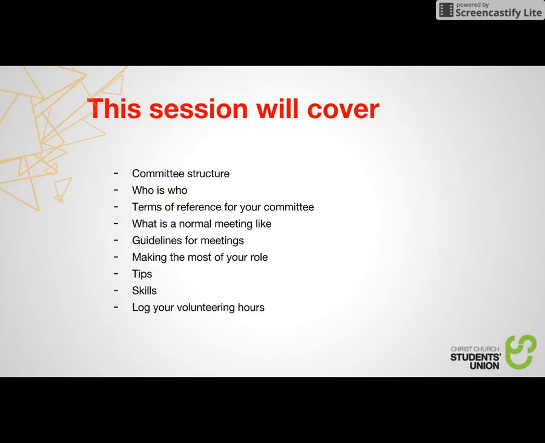So today we will cover a number of things. We will look at the committee structure of the university. We will look at who is who and potentially who you will be working with mostly. We will be looking at the terms of reference of your specific committee and how a normal meeting is going to be running, as well as some guidelines for these meetings, how to make the most of your role, some tips, as well as obviously what skills you're developing and how to log these volunteering hours.